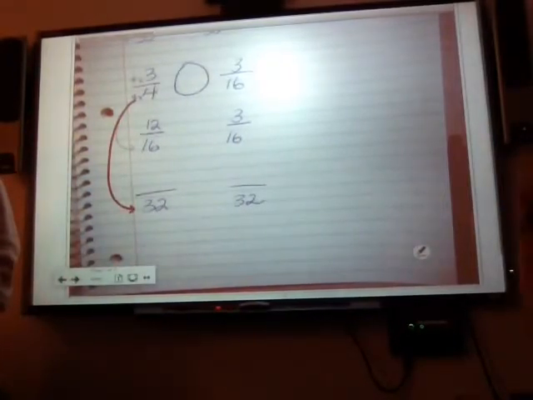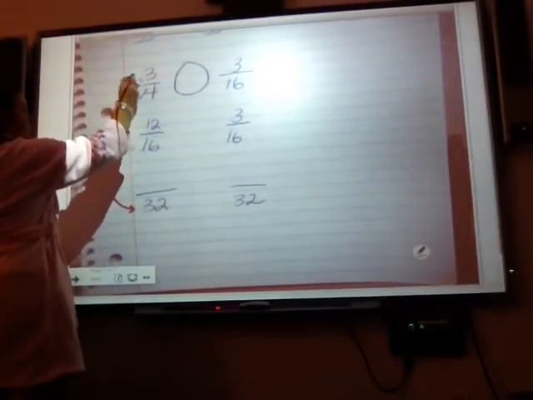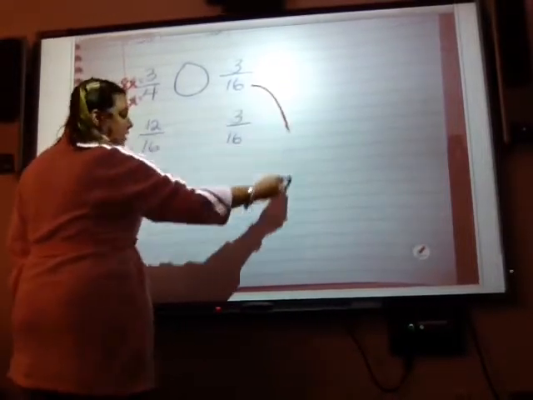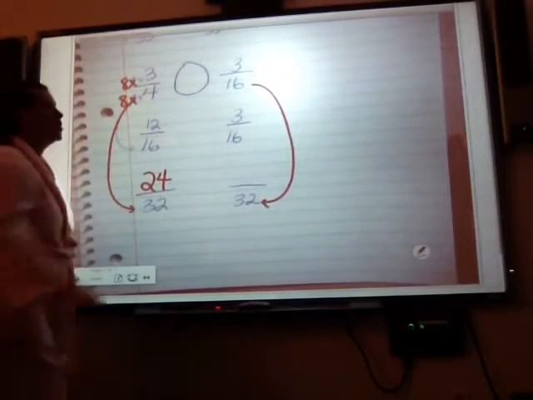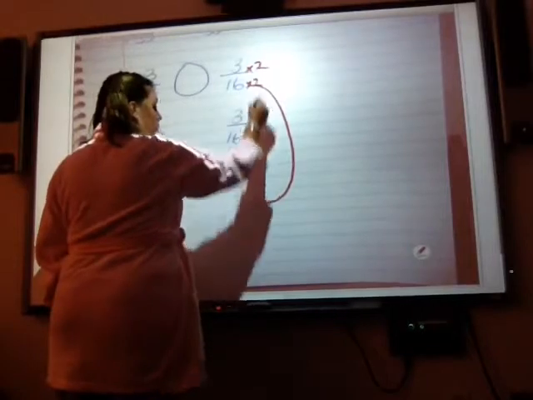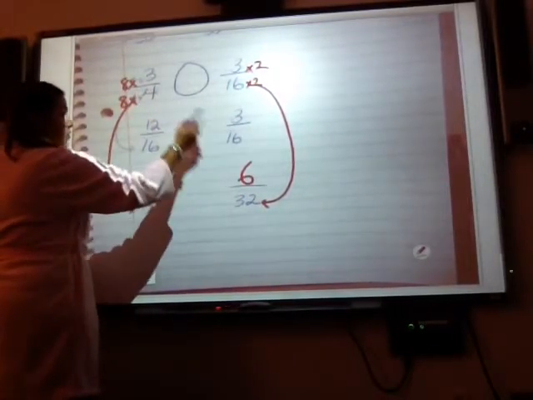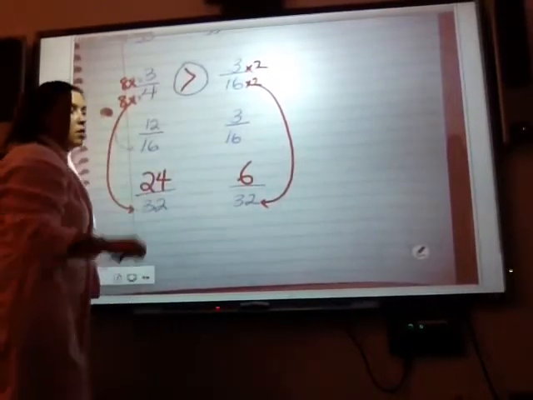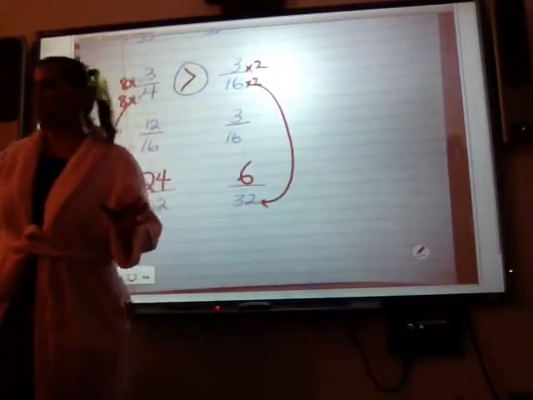Xander. Whatever I do to the bottom, I must do to the top. 8 times 3 is 24. 16 times what got me 32? 2. Times 2. Whatever you do to the bottom, you do to the top. Therefore, 3 times 2 is 6. 24 is larger than 6. 12 is larger than 3. So, either way, your answer is correct.